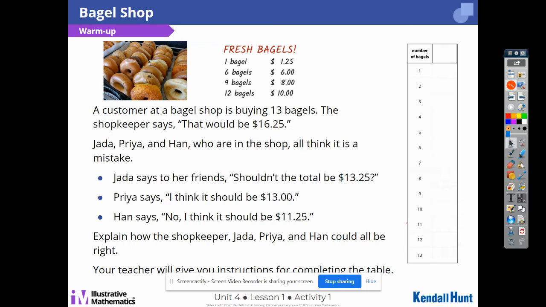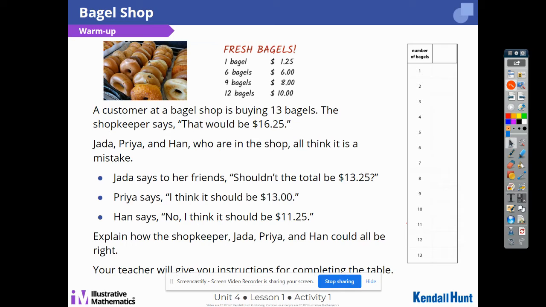So the warm-up today is about a bagel shop, and a customer at a bagel shop is trying to buy 13 bagels. The shopkeeper says, all right, 13 bagels, that's going to be $16.25. There's a couple of people there, Jada, Priya, and Han, and they all think that this is a mistake. Jada says, shouldn't the total be $13.25? Priya thinks, oh, it should only be $13. And Han's like, y'all are all wrong. It should be $11.25. So explain how the shopkeeper, Jada, Priya, and Han could all be correct.